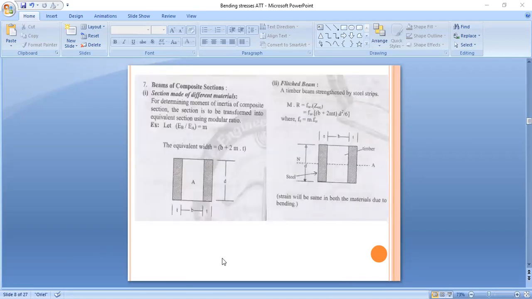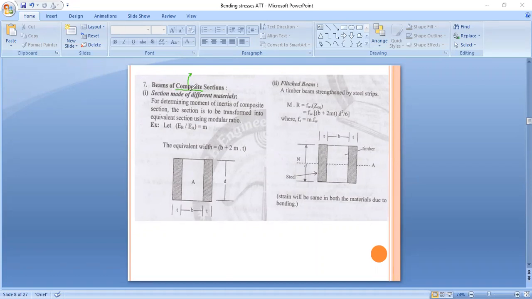Then the next concept is related to beams of composite section. Now this is an important point. First, you remember that composite means a member made of more than one material. If a member is made of more than one material, then this is called a composite member.